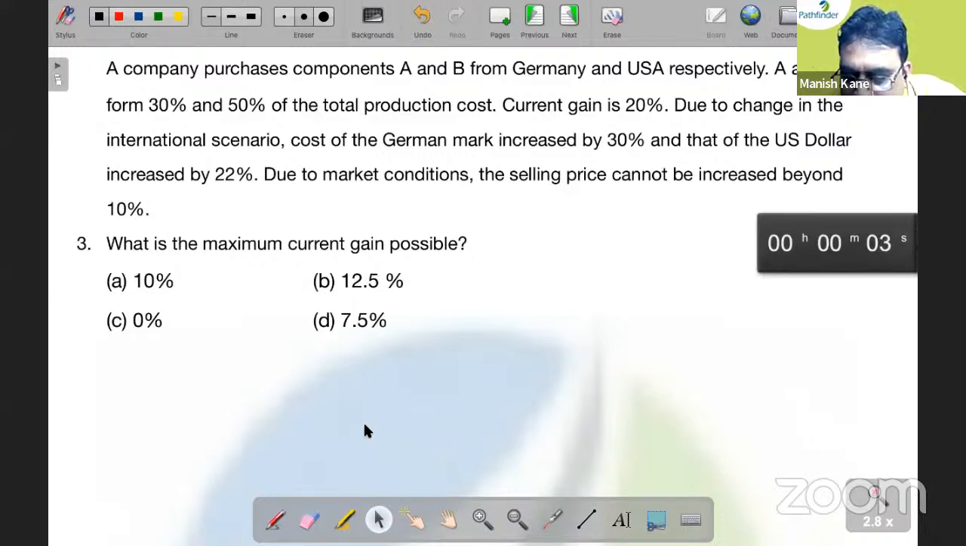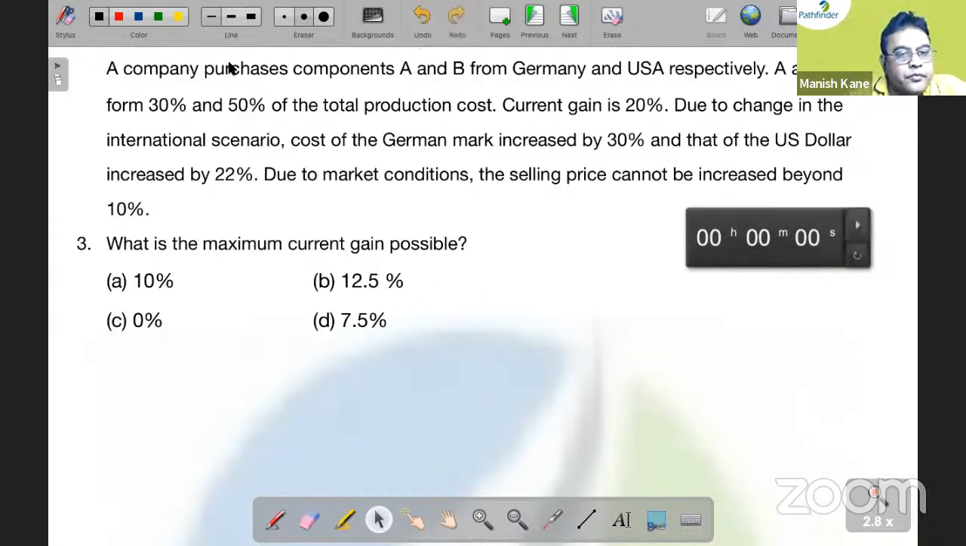I don't see any of you answering the questions. Okay. So once again, we have a question where there is a company that purchases components A and B from Germany and USA respectively. A and B form 30% and 50% of the total production cost.